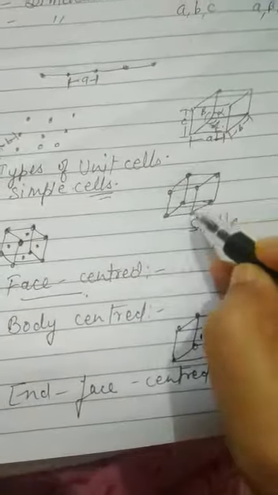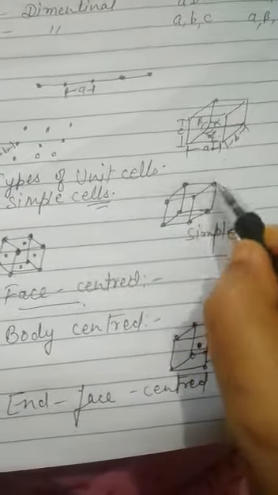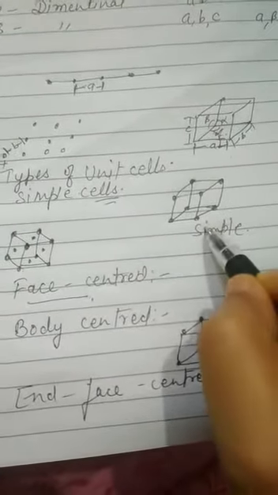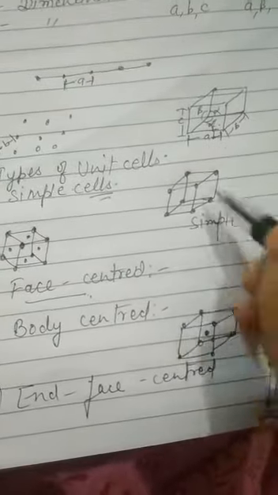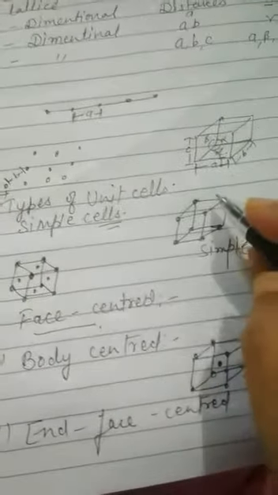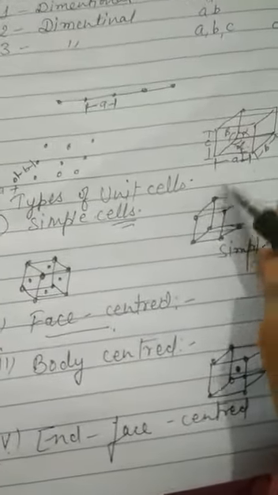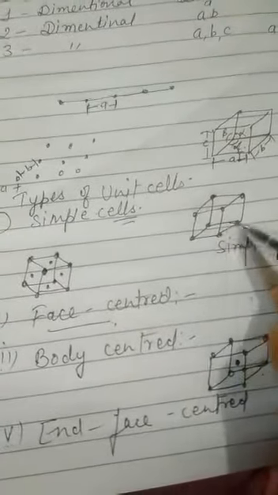Now, types of unit cell. There are 4 types of unit cell. First is the simple cell, the simple unit cell. In this type, points are present only at the corners of the unit cell.